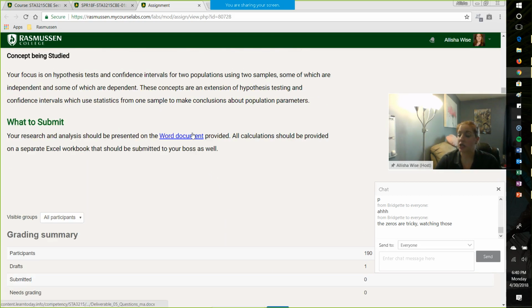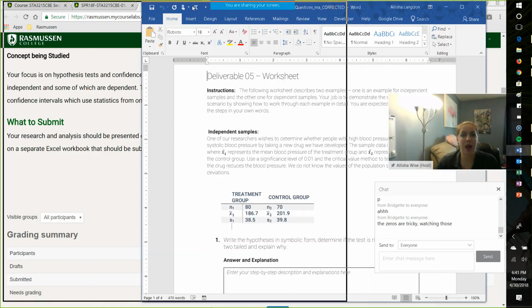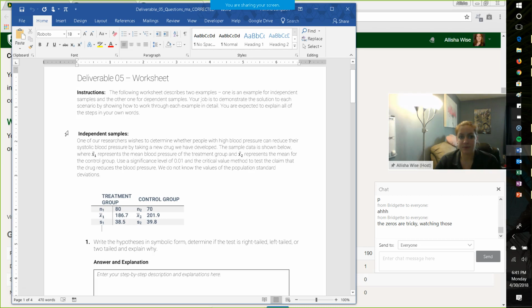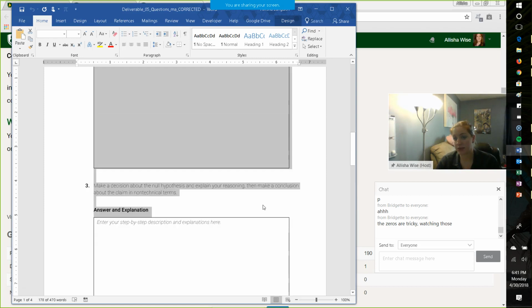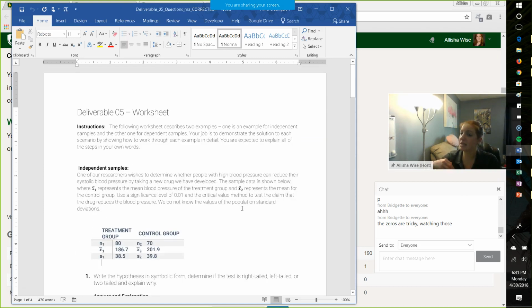So, there is just a Word document. There's no Excel document given. However, notice the rest of it. All calculations should be provided on a separate Excel workbook and have to be submitted along with the Word document. So even though they don't give you an Excel document, you need to make sure all your work is done on the Excel document. I want to make sure I'm clear on that. Okay, so this is your assignment. You're only really able to do the first 3 parts of this. The second part is for a dependent sample, which we haven't talked about yet. We will talk about that tomorrow.